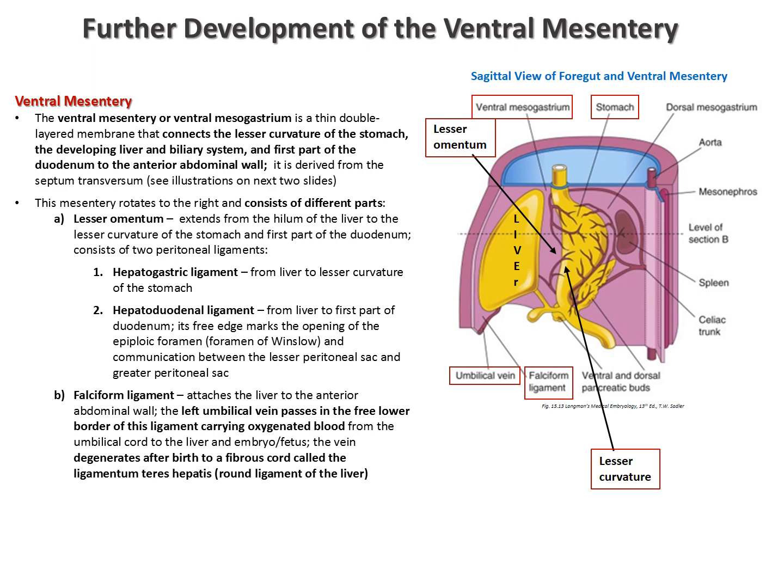The falciform ligament attaches the liver to the anterior abdominal wall. The left umbilical vein passes in the free lower border of this ligament and carries oxygenated blood from the umbilical cord to the liver and embryo and later the fetus. This vein degenerates after birth to a fibrous cord called the ligamentum teres hepatis, or round ligament of the liver.